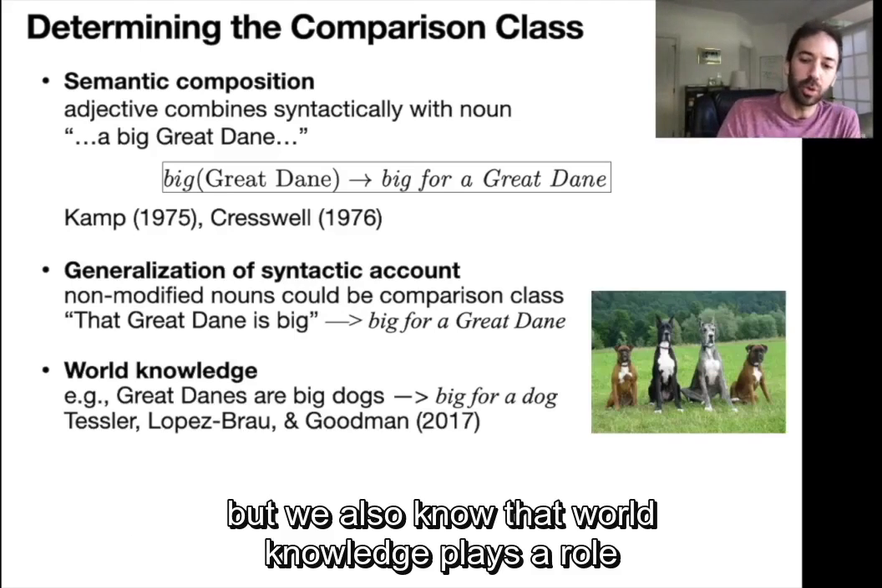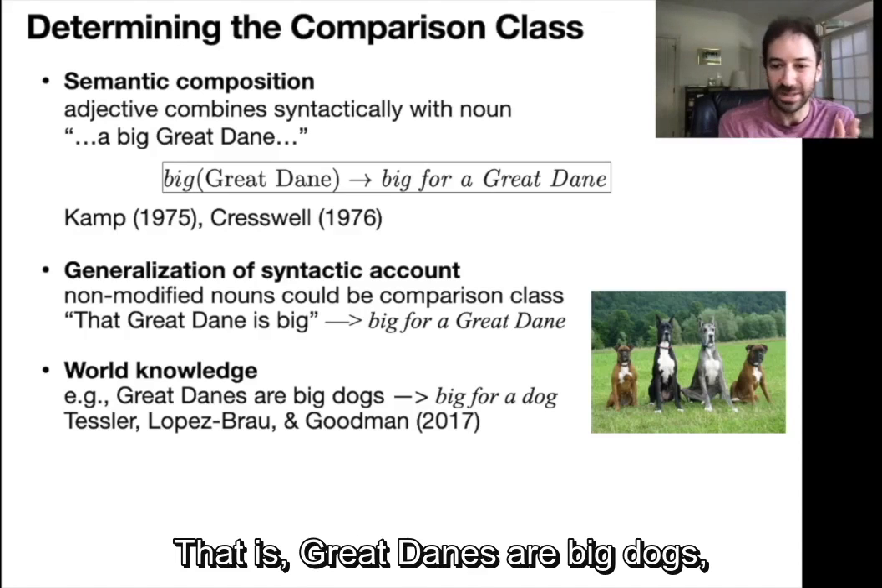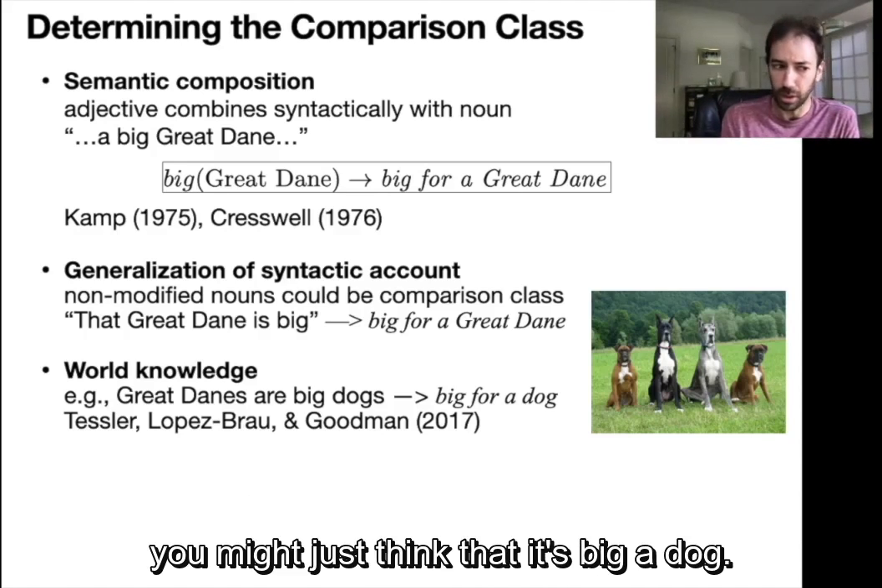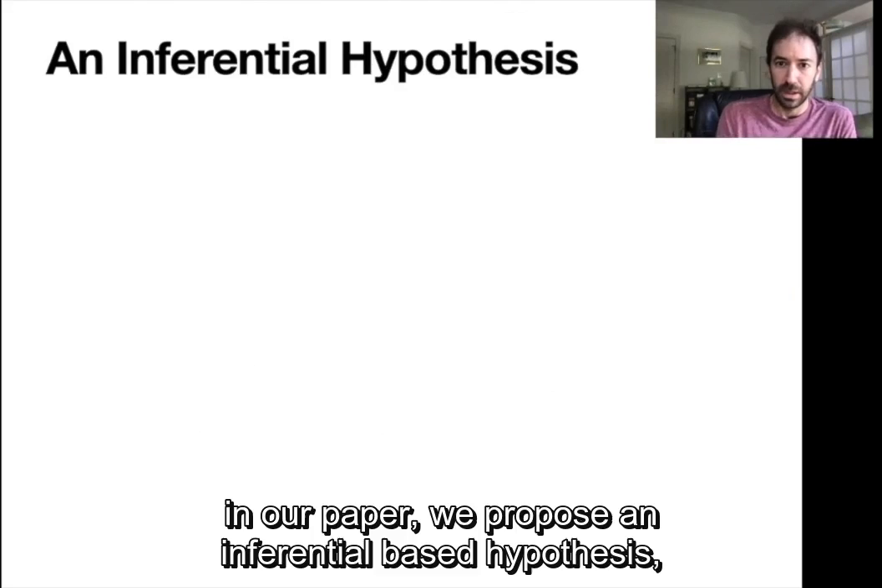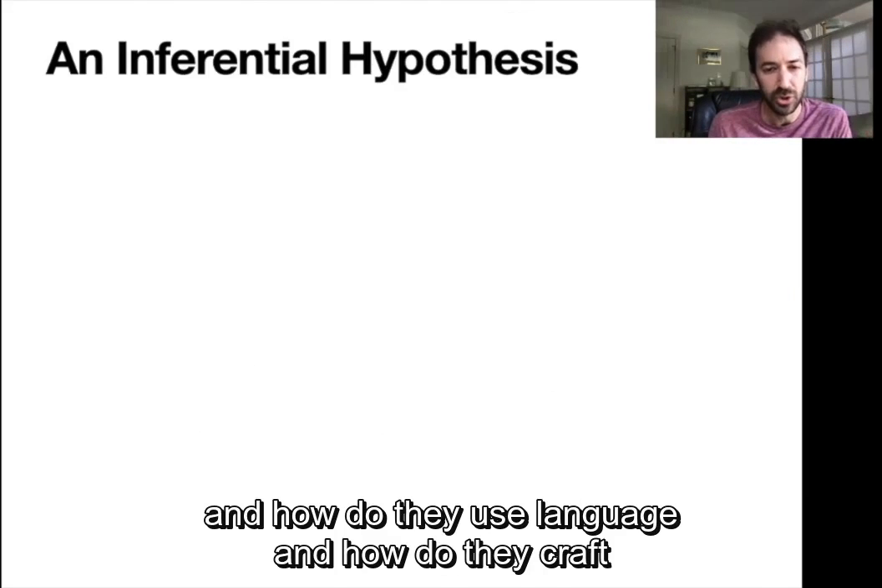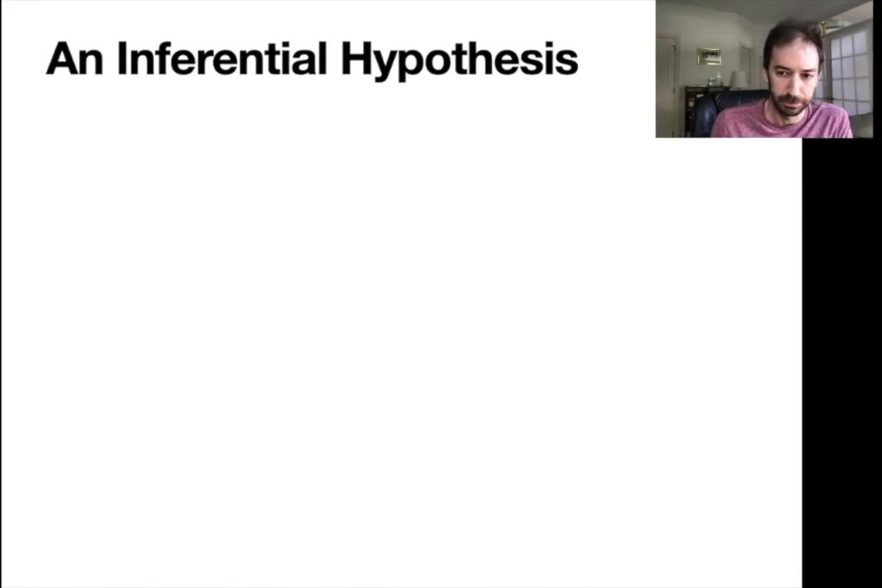But we also know that world knowledge plays a role in comparison class inferences. That is, Great Danes are big dogs. So when you hear a Great Dane described as big, you might just think that it's big for a dog. In our paper, we propose an inferential-based hypothesis, where we ask what goals speakers are trying to achieve, how they use language, and how they craft their utterances to achieve those goals.